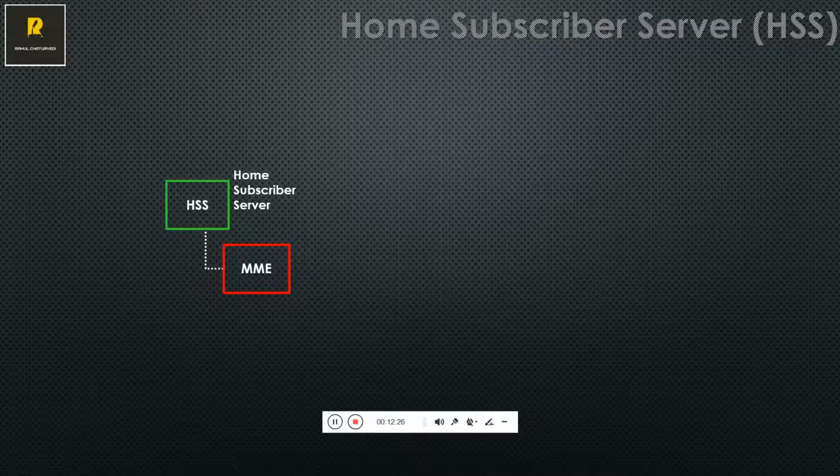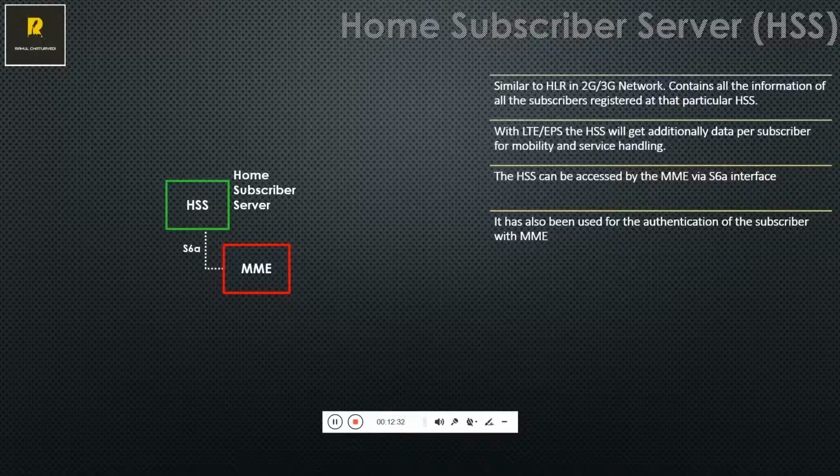Coming to the HSS now. HSS is connected with the S6 interface with the MME. Similar to the HLR in 2G and 3G networks, it contains all the information of all the subscribers registered at the particular HSS. With LTE/EPS, the HSS gets additional data per subscriber for mobility and service handling. The HSS can be accessed by the MME via the S6a interface. It is also used for the authentication of the subscriber with the MME by using the number of keys it has.